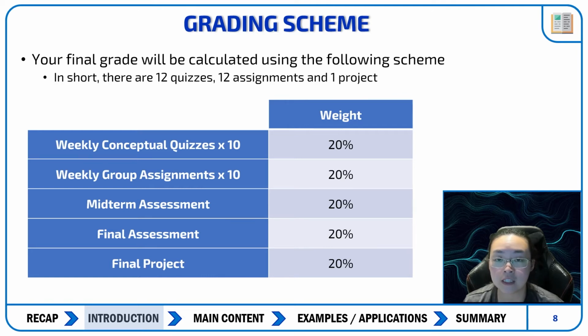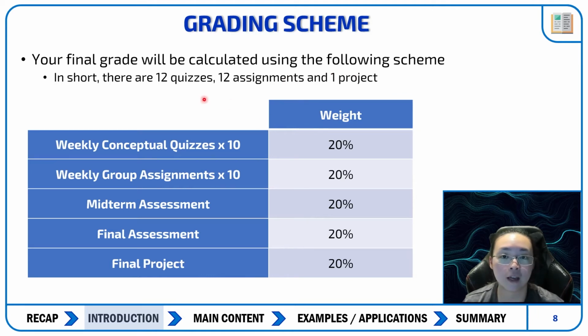The weekly individual quizzes are purely conceptual to see if you understand the concepts yourself, and the group assignments will give you a chance to practice 3 or 4 problems and work as a group, bounce ideas off of each other, and solve those problems. So you'll notice over here, let me just grab my laser pointer. Over here you have 10 weekly conceptual quizzes and 10 weekly group assignments. But over here, I say that there's 12 quizzes and 12 assignments and 1 project.